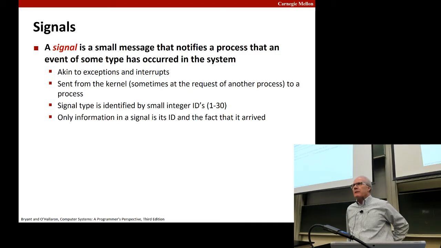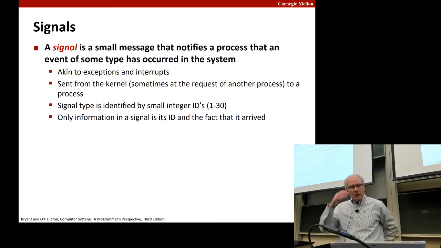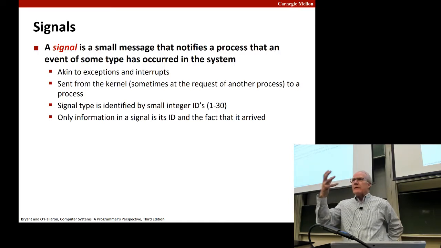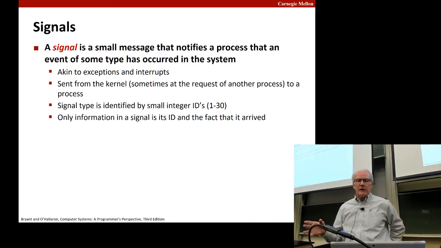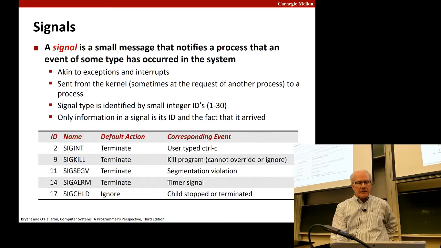And there are different types of signals. There's a small range of integers that identify possible signal types. The only thing that the receiving process knows is that it got a signal of a certain ID. It doesn't know where it came from, and there's no extra information with it. As I mentioned, there's a range of about 30 different signals, and you can find that list in various places, including the book.